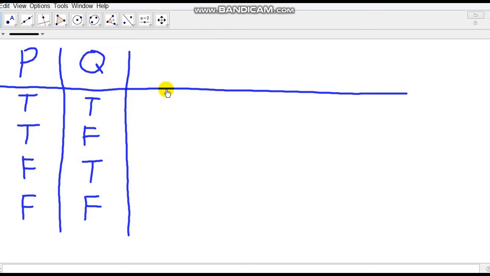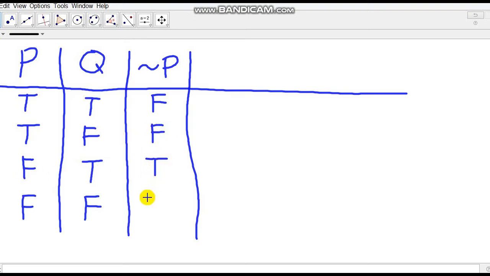What would be the truth value of the negation? If we have P, let us identify the truth value of not P. We're just going to reverse the truth value. If P is true, then not P is false. But if P is false, then not P is true.